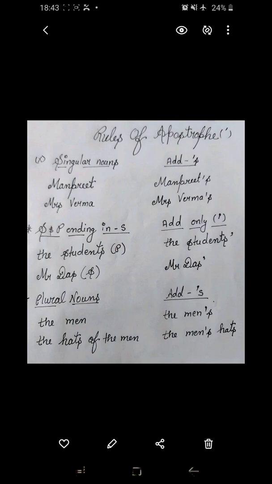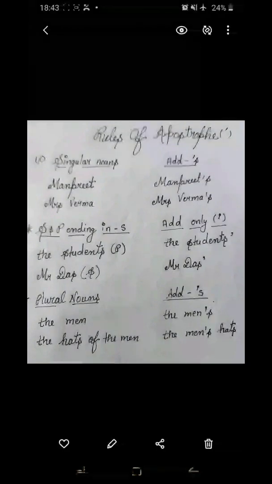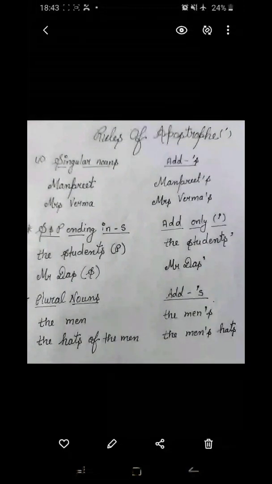The hats of men. Then you have to put the men's hat. The men's hat. Men's, apostrophe s, and hats. Okay. This is about the rules.